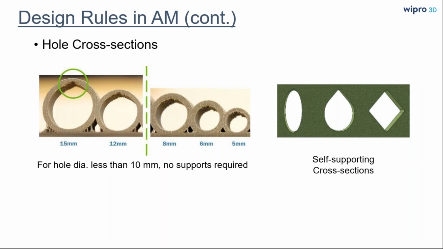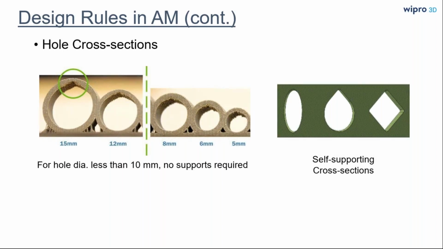So yeah, holes again. Drilled holes cannot be 3D printed if they exceed a size of 10 millimeters. If it's anything below 10 millimeters, we can print it, but again, that sinking effect can be observed in such holes. So what we can try to introduce are ellipse geometries or teardrop or these diamond shaped geometries, which are self-supporting cross sections, and these sections can be machined later on.